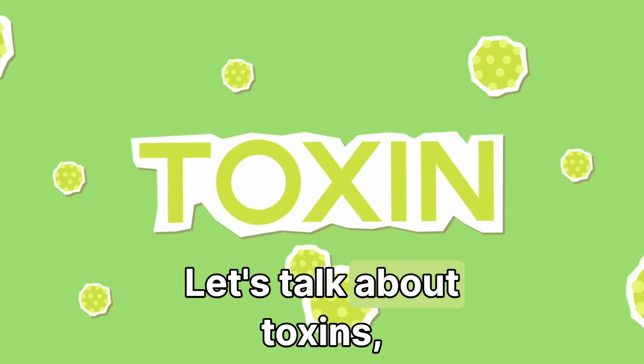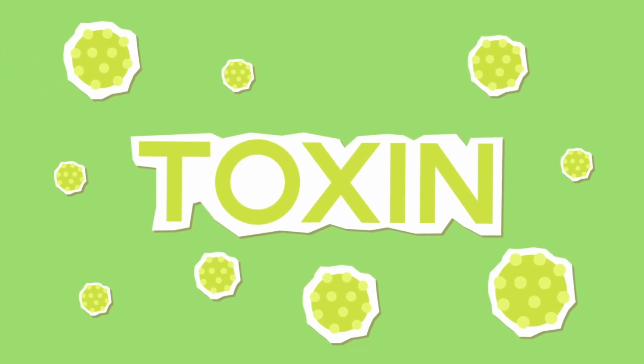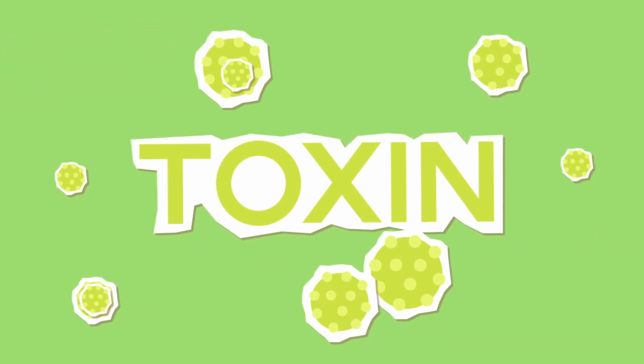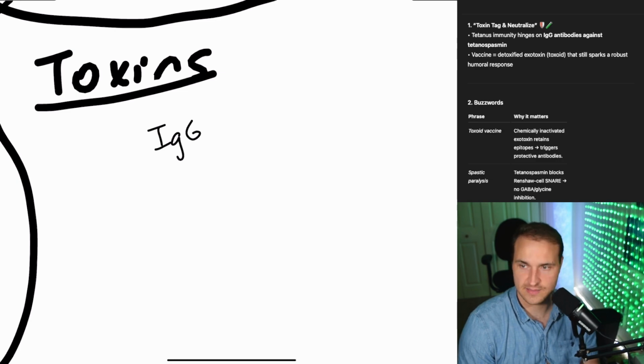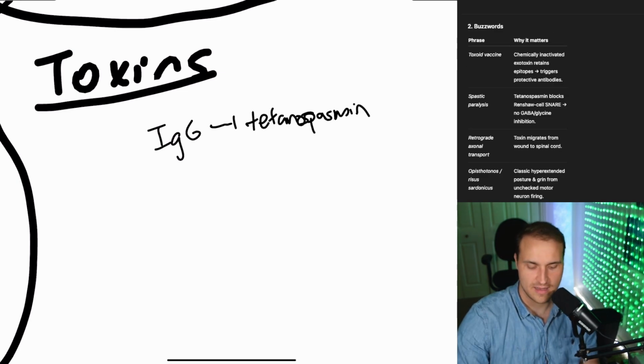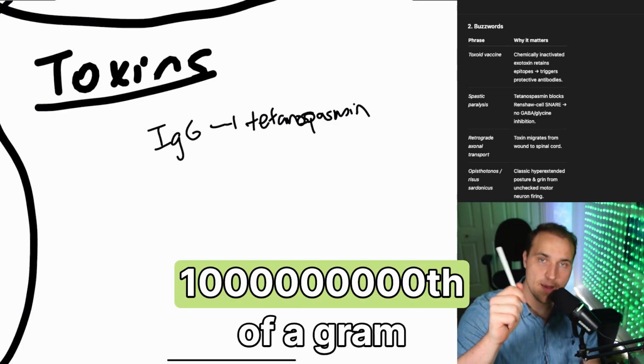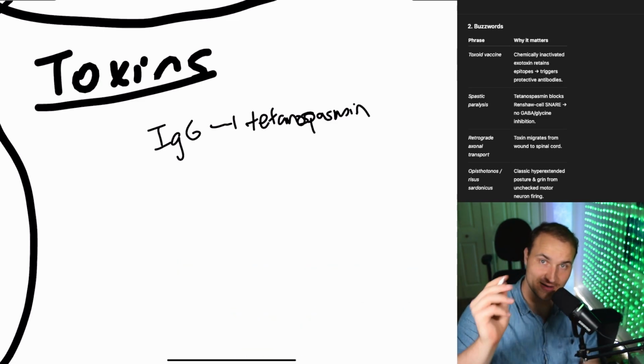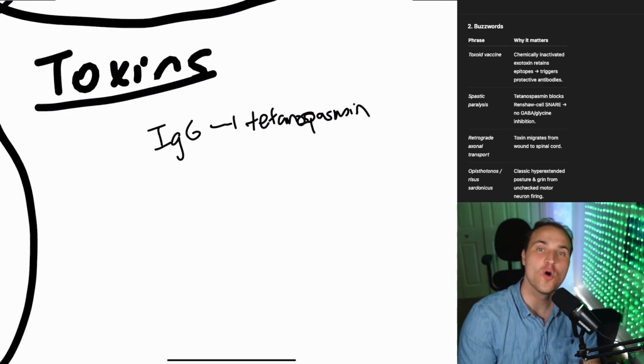You're almost there. Let's talk about toxins, especially with tetanus. So how do you get tetanus immunity? So I'll zoom in. You have your IgG antibodies against the tetanospasmin. Now, here's something really fascinating that I learned while researching this topic. 1/1000th of a gram of tetanospasmin can snap every single muscle in your body into spasmic mode. 1/1000th of a gram.